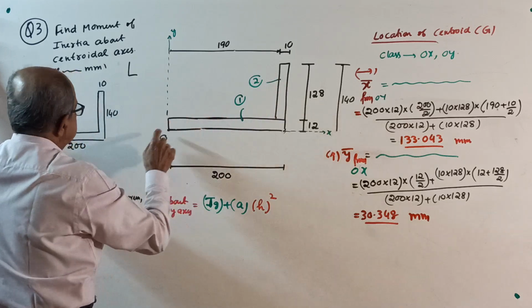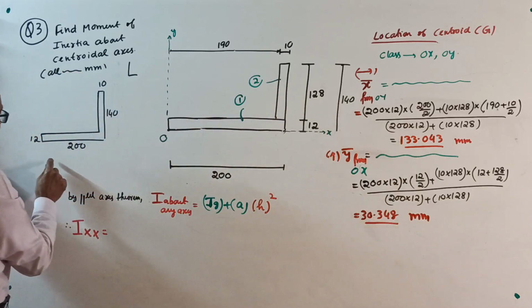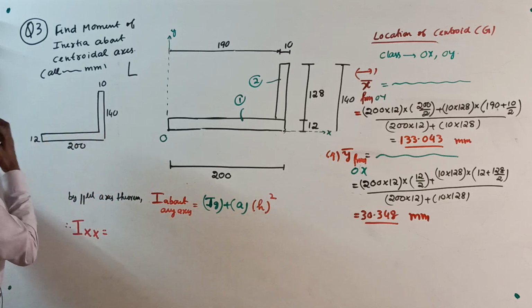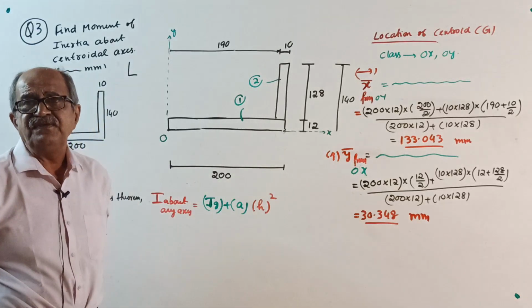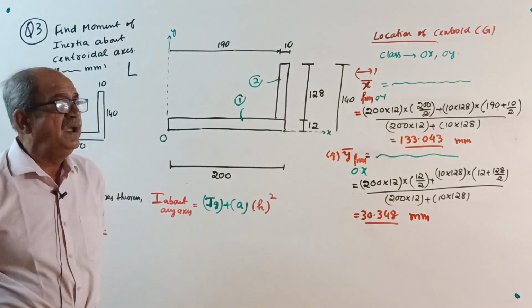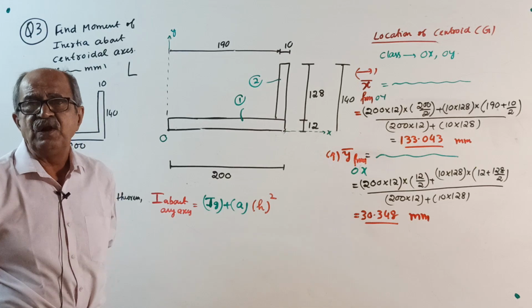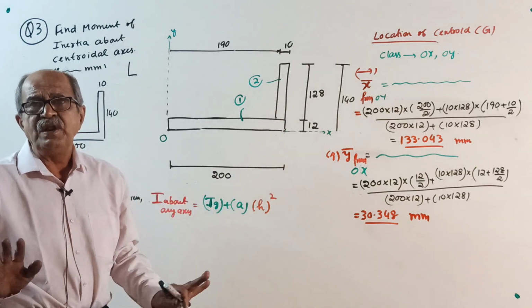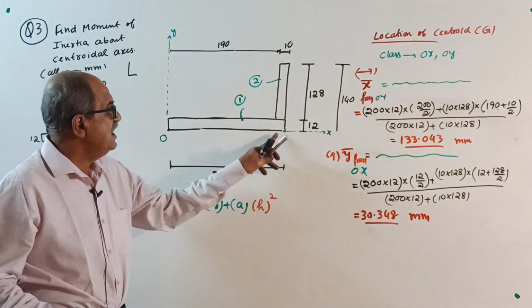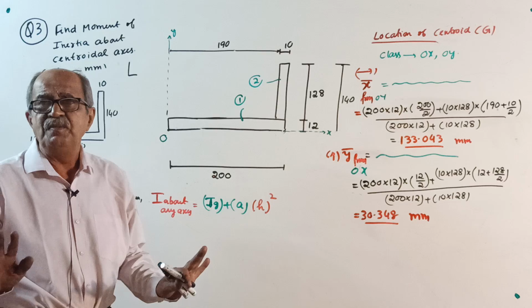divide into parts. See, what all required you write if you want. Required to find moment of inertia about centroidal axis, that is IXX, IYY. So first you have to locate centroid G. All the statements I told you earlier, I am not going to repeat. You should study everything, then only my class will be clear for you.